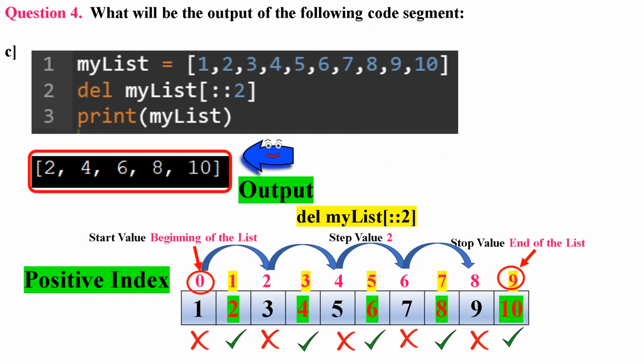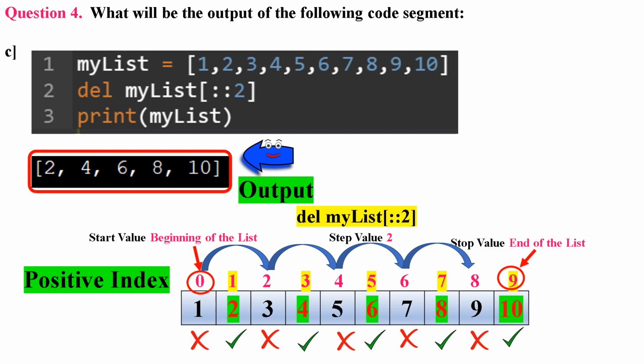Question 4. What will be the output of the following code segment? Subdivision C. Look at the Python code. In line 1, you create a list called mylist containing the numbers 1 through 10. In line 2, this line uses the del statement to delete elements from the list at intervals of 2. The : 2 is a slicing notation that specifies a step of 2. Remember list of start : stop : step.